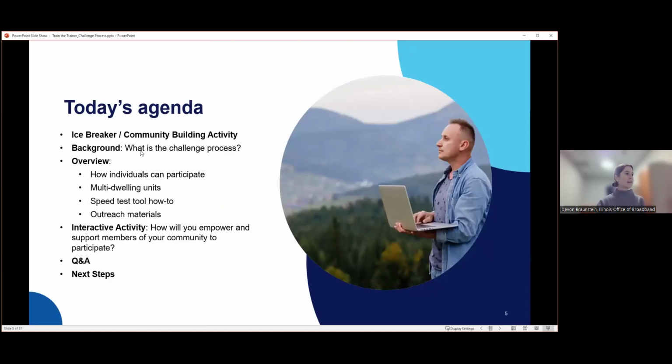So here's our agenda. First, we're going to do a quick icebreaker community building activity, get a sense for who's in the room. Then I'll do a recap on what is the challenge process. Then we'll dive into the training. And this will include how can individuals participate, what are multi-dwelling units, and how are they kind of significant in this process. We'll do a breakdown of the speed test tool how-to, and then we'll go through some outreach materials that will be available for everyone online in English and Spanish. And then finally, we'll do a short interactive activity and invite you to kind of share out how you'll empower members of your community to participate. We'll do a Q&A, and then we'll talk through next steps.